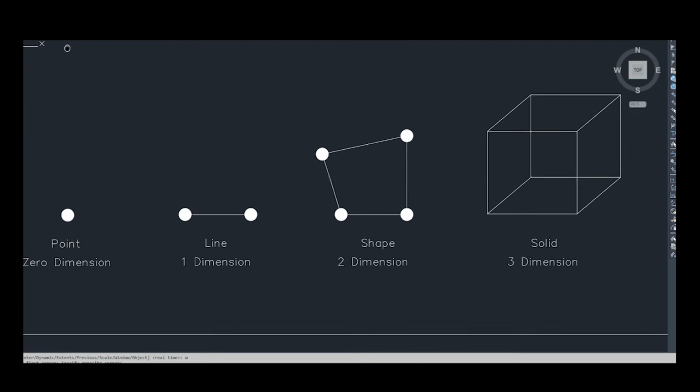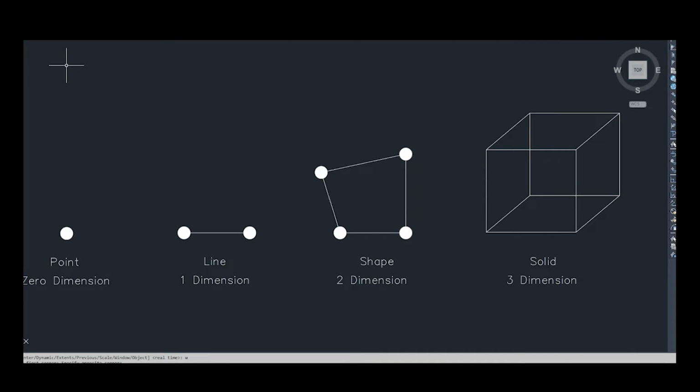Let's start. The dimension is: if there's one point, it has zero dimensions. If there is a line drawn between two points, that is one dimension. If it becomes a shape, that has two dimensions. And if it becomes a solid, that has three dimensions. Tim, get that in your head. I think you've got that. The trick is the next one.